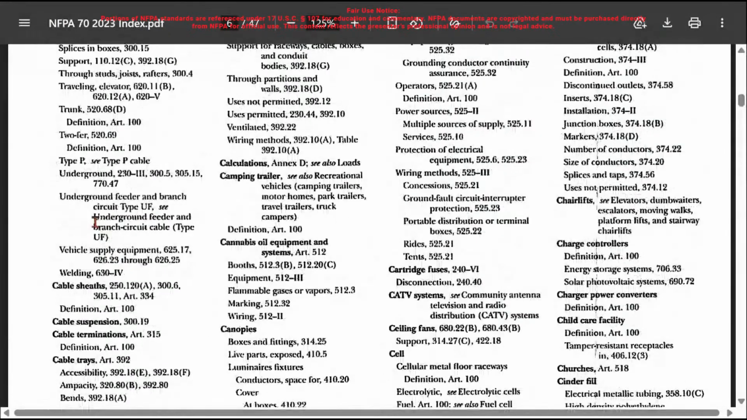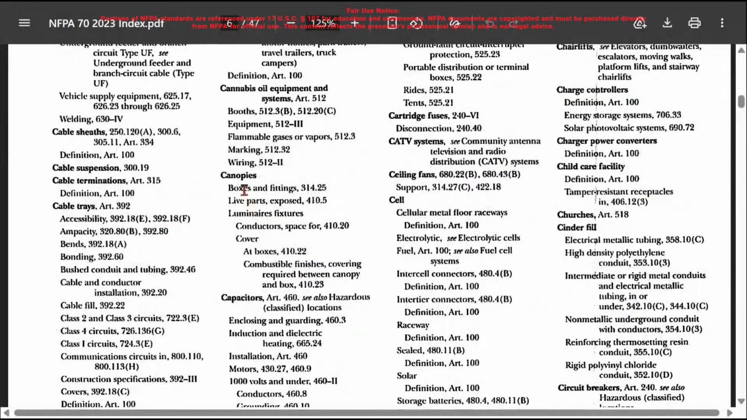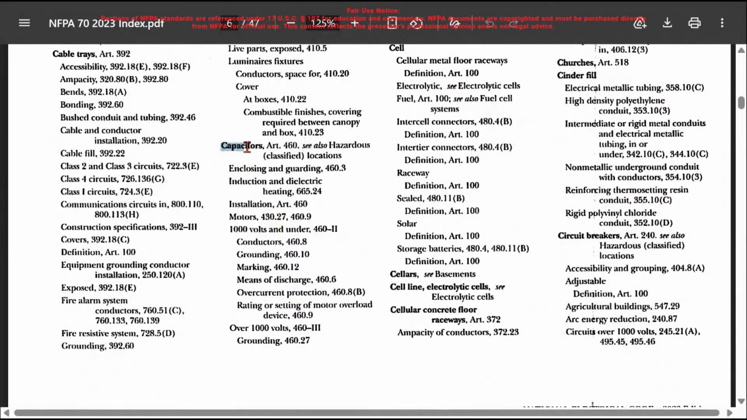All right. M, N, O, P. Okay, there's capacitors. And you'll see that it is Article 460. Now, remember, these are indented off to the side. So now we're going to see, by chance, is there anything about connected to? Is there anything about any of the references in the answers? So let's see here.